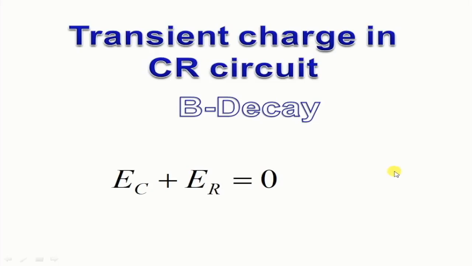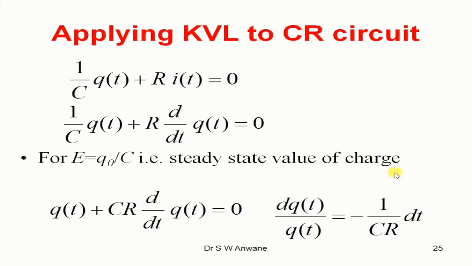So as there is no battery, potential across capacitor and potential across resistor sum together should vanish, and it can be written in form Q by C is potential difference across capacitor, R into I. Ohm's law gives us the drop across resistance, and current is to be replaced by dq by dt. Same steady charge condition I am using because I have charged the capacitor using the battery E. So the steady state value of the charge Q0 is equal to EC, and this equation after multiplying by C becomes Q of t plus C into R, dq by dt equal to 0.